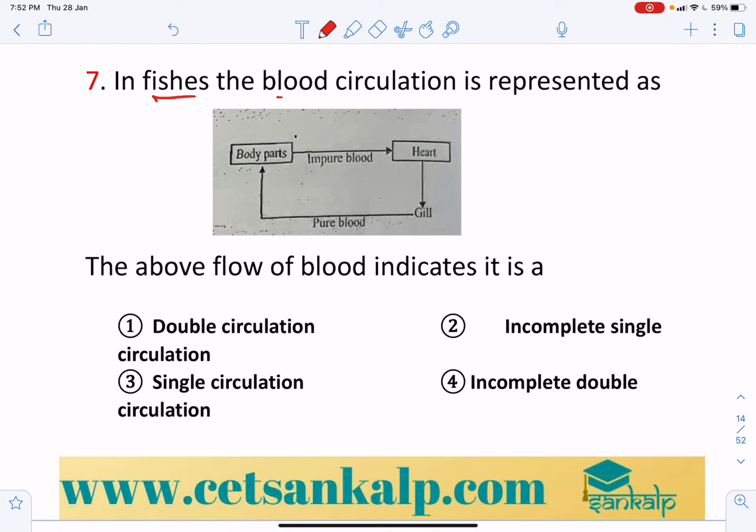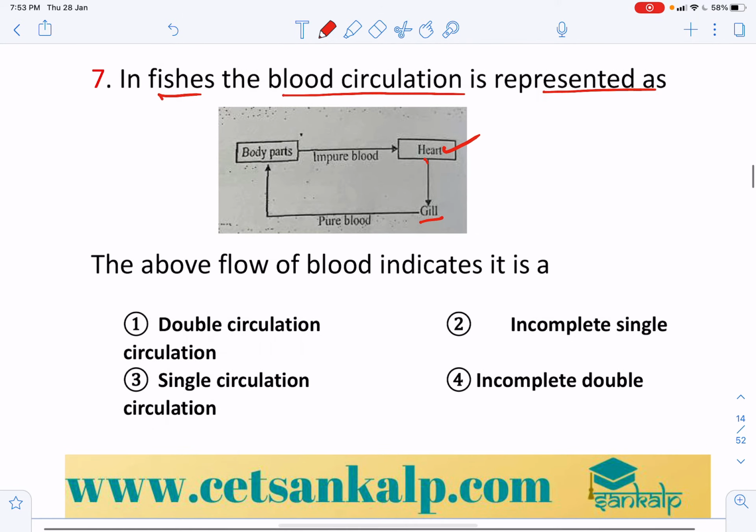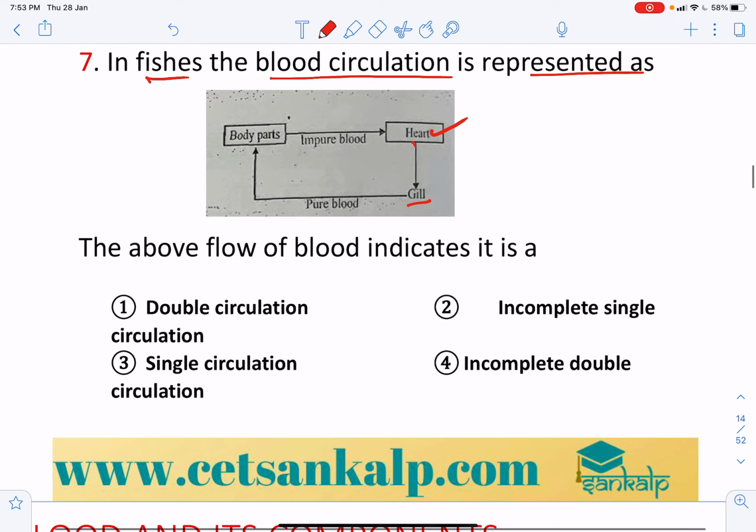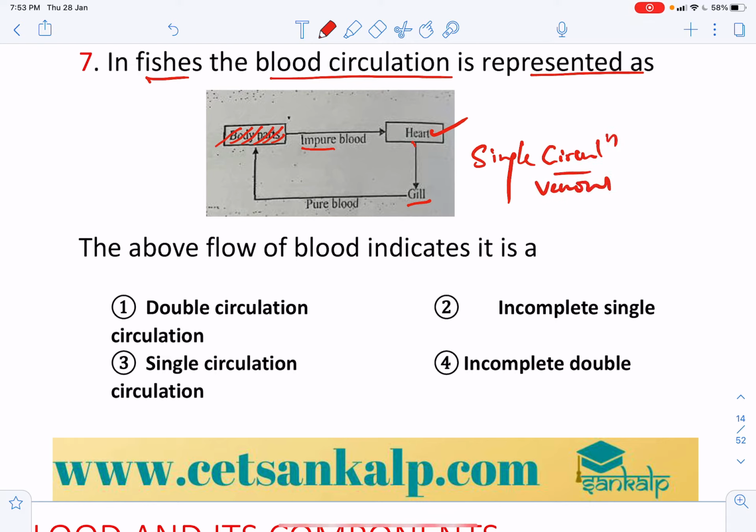In fishes, blood circulation is represented as follows: from the heart, blood is pumped to the gills, and directly the pure blood goes from the gills to the body parts and impure blood returns to the heart. So in that case, before reaching the body parts, the blood reaches the heart only once, after the impure blood comes back. So that is the single circulation. Such a heart is called a venous heart.